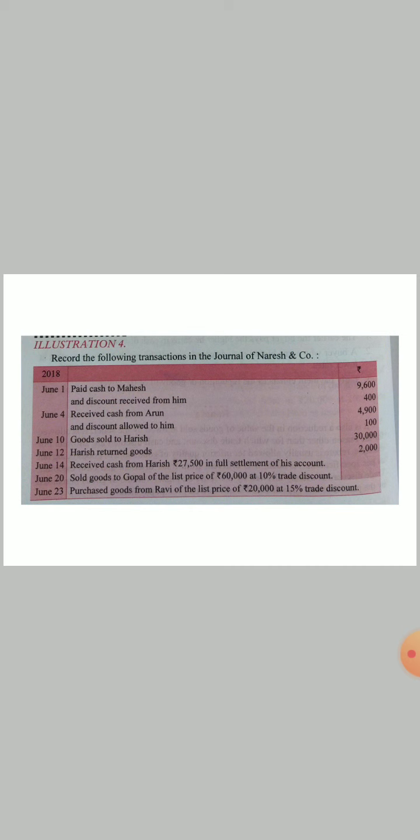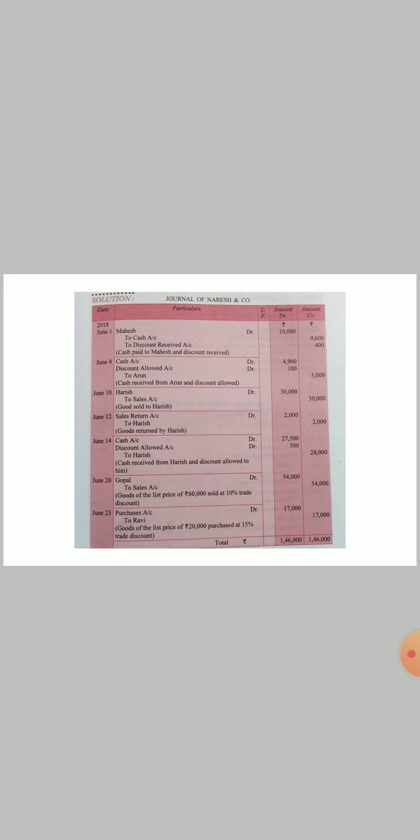Now trade discount will be deducted, but will not be shown. So the sales will be of 54,000 only. And then when we are purchasing goods from Ravi of list price 20,000 at 15% trade discount, the purchase will be of 20,000 less 15%, that is 17,000. The entries will look something like this.